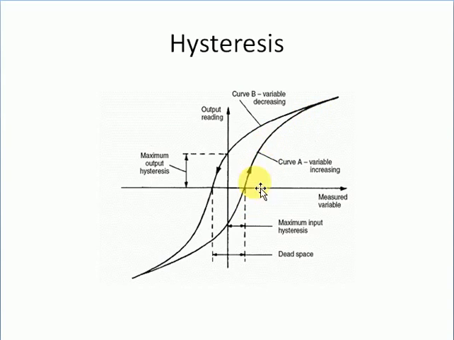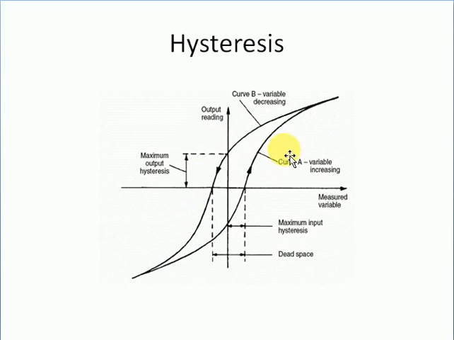If the input changes then the output also varies, means the output at a particular input while increasing and decreasing varies because of internal friction or hysteresis damping. Output changes because of internal friction and damping. So the difference between the two curves is called hysteresis.